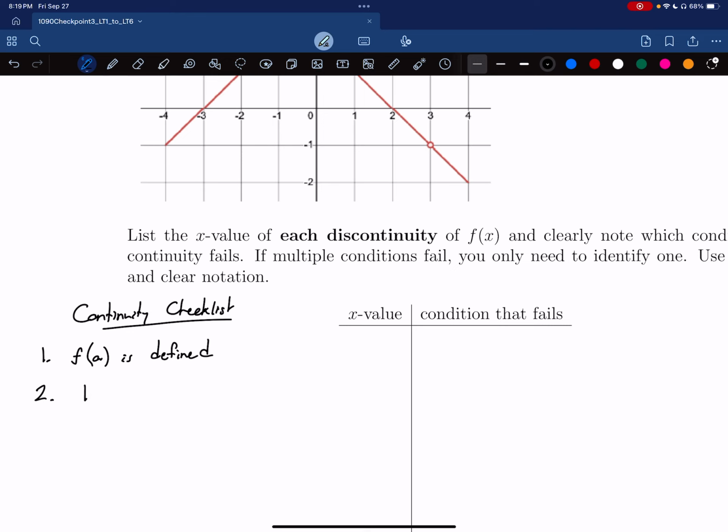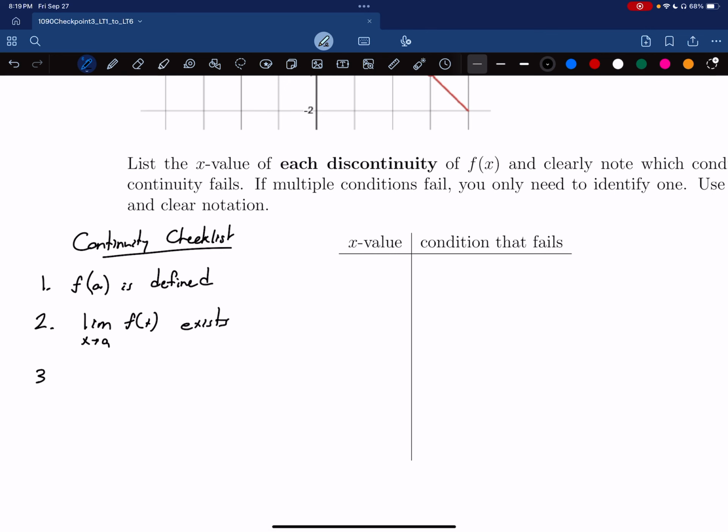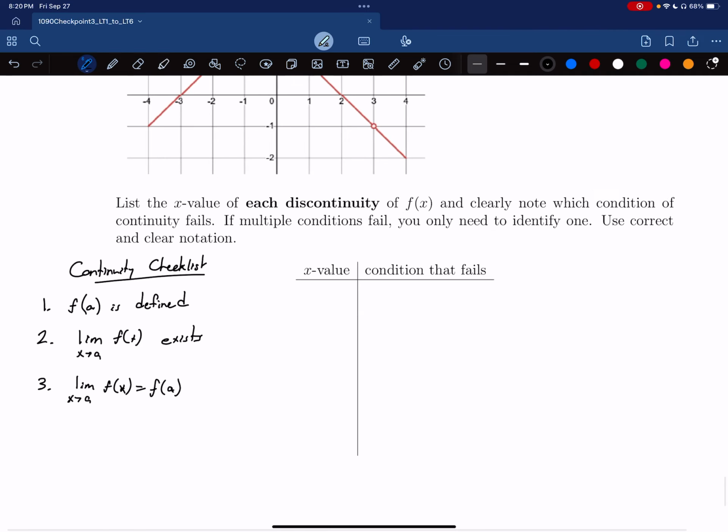Next, we need the limit as x approaches a of f of x to exist. And then third, we need the limit as x approaches a of f of x to be equal to f of a. That basically combines the first two rules and says that the limit as x approaches a is equal to the function value at a, which makes sense intuitively, but it's good to know for this continuity checklist.